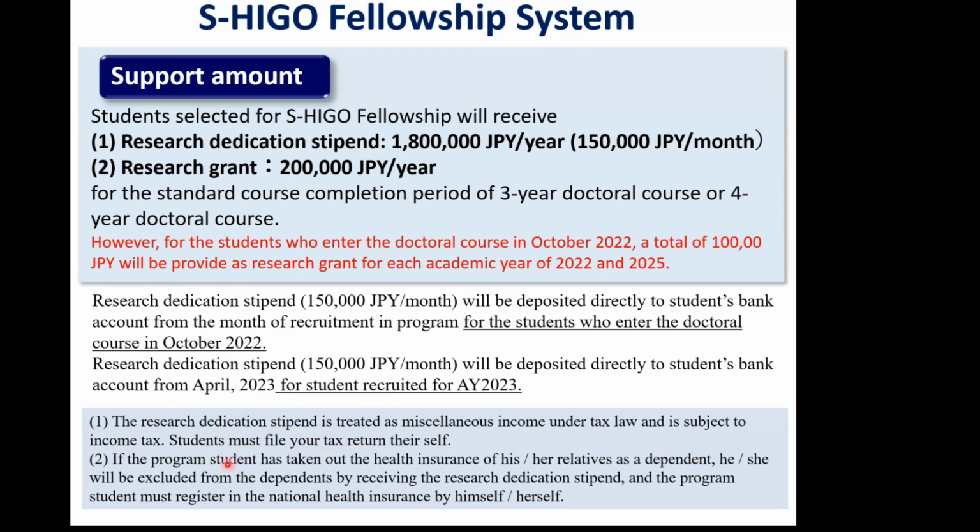The second thing is that some of the students may be dependent on their parents, spouse or other family members. In this case, as the students will have a miscellaneous income, they will no longer be eligible as dependents, and they have to register themselves in the National Health Insurance by themselves.